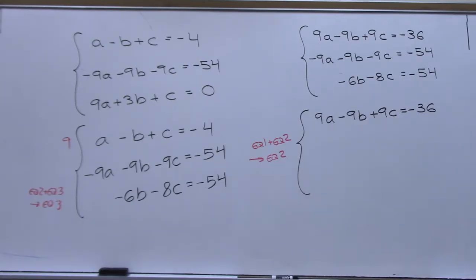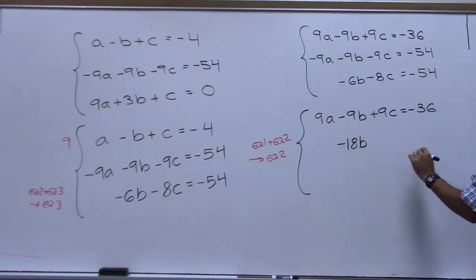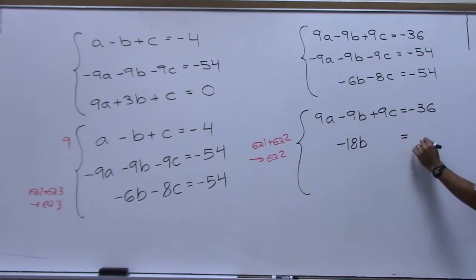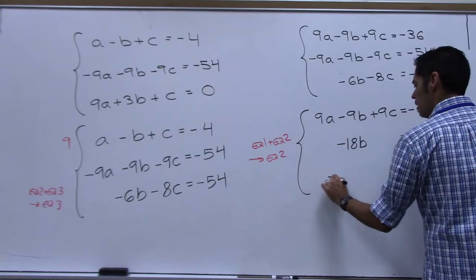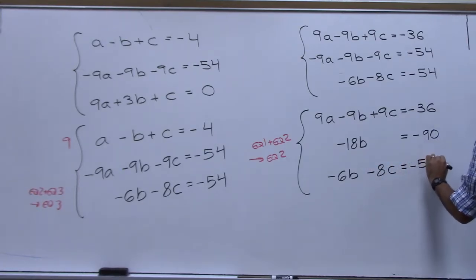So what is it? -18B. Oh, the C's canceled. So equals what? -90. Is that what you got? 90? And the last equation didn't change, right? Everyone with me? Okay.